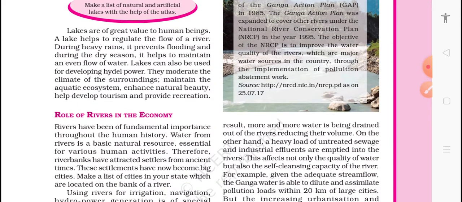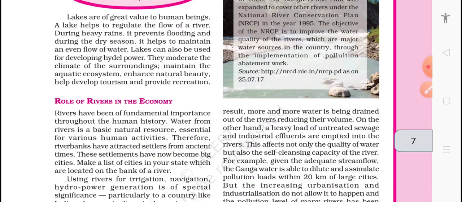Lakes are of very great value to human beings. A lake helps to regulate the flow of a river during heavy rains. It prevents flooding, and during the dry season, it helps to maintain an even flow of water. Lakes can be used for developing hydropower. They moderate the climate of the surroundings, maintain the aquatic ecosystem, enhance natural beauty, and develop tourism and provide recreation.